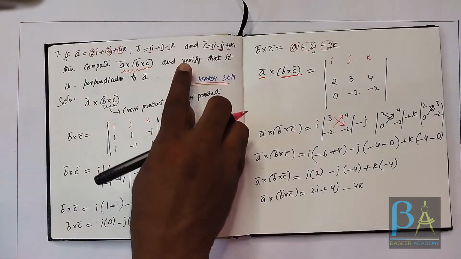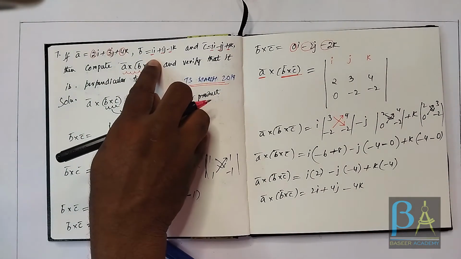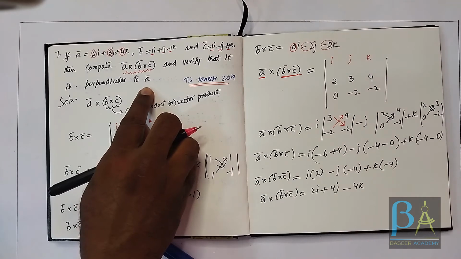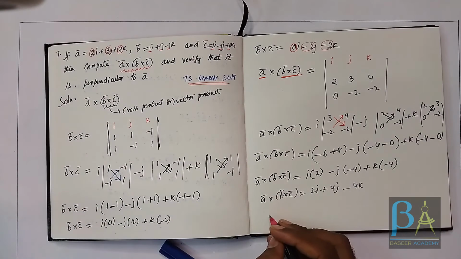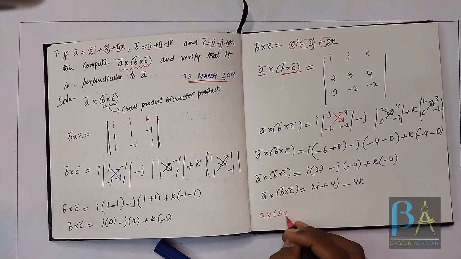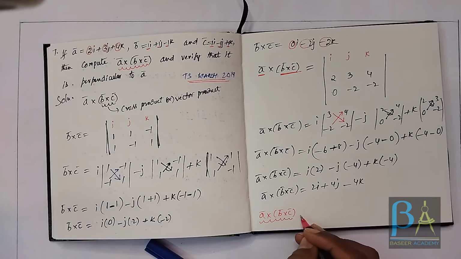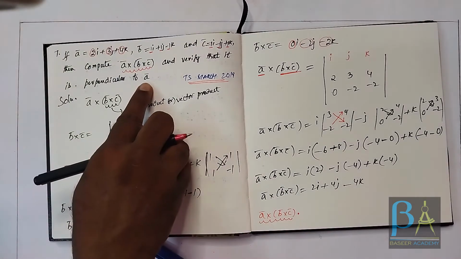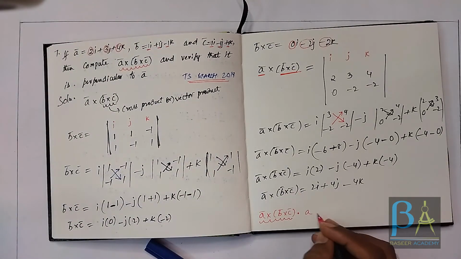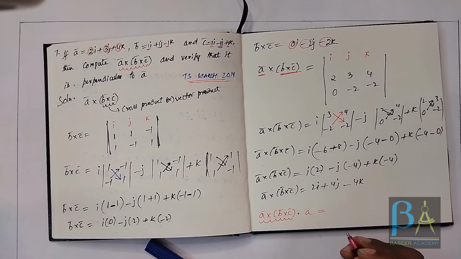Now, we are supposed to verify that A cross B cross C is perpendicular to A. If this A cross B cross C is perpendicular to A, then obviously the dot product of this with the vector A should be equal to 0. Let's see if that happens here.